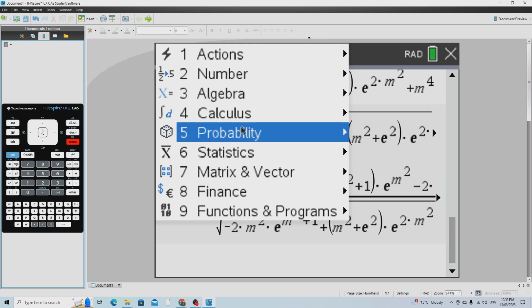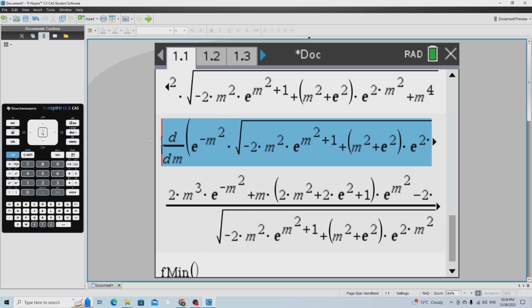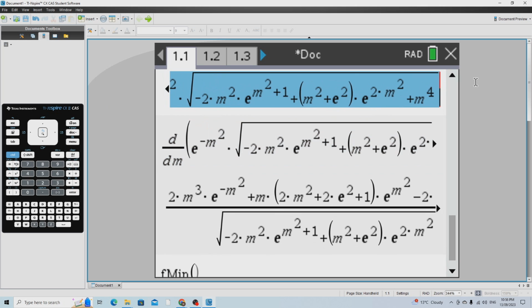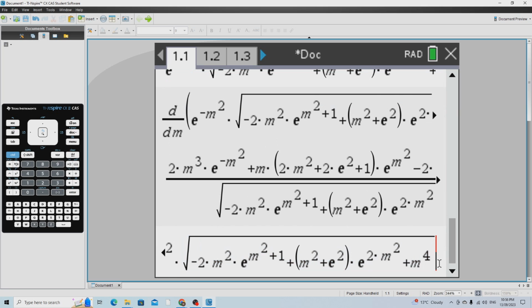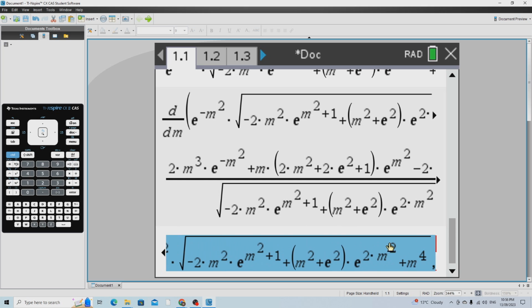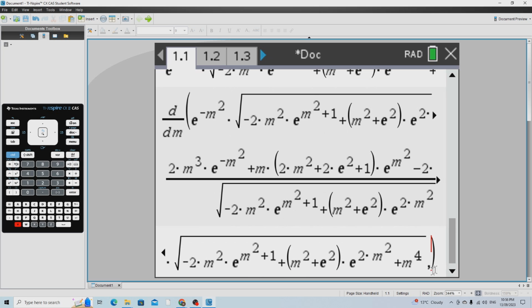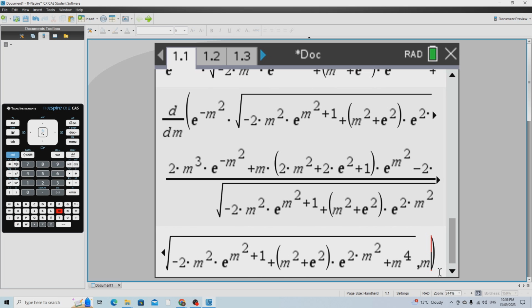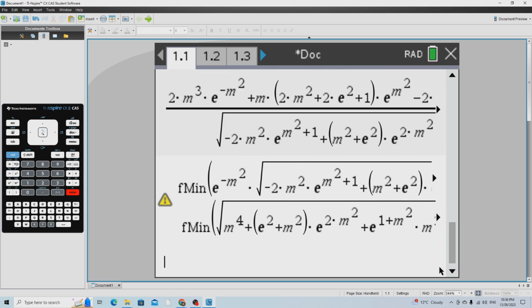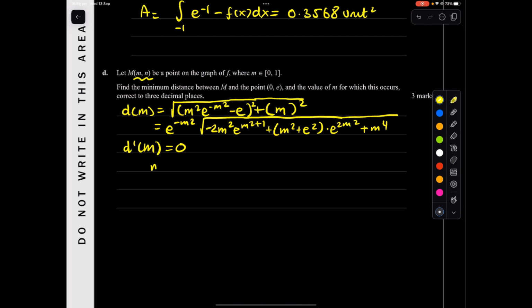The fastest way to do this is menu, calculus, and find the minimum distance. I'm going to press minimum and copy this whole distance formula and push it in there, comma, wait, did I put it inside the function? No, I didn't. I'm going to copy this, cut this, put it over here, comma, m, and we know m is from 0 to 1. And that gives us, control enter, aha, this is our m value. So our m value to 3 decimal places is 0.783.